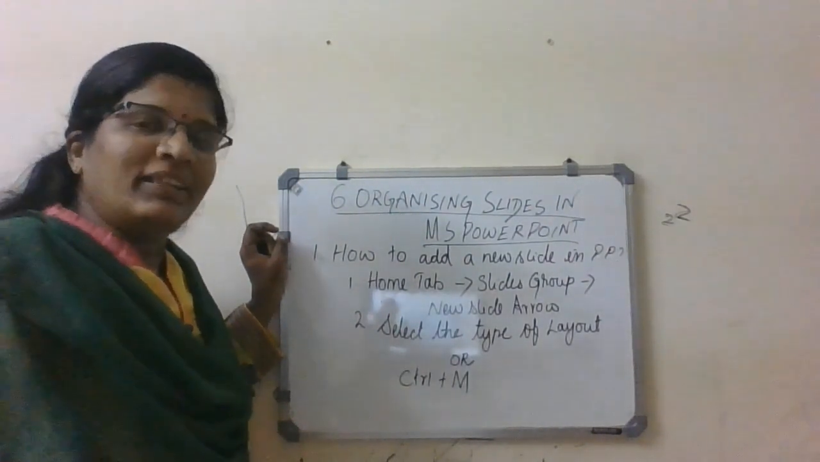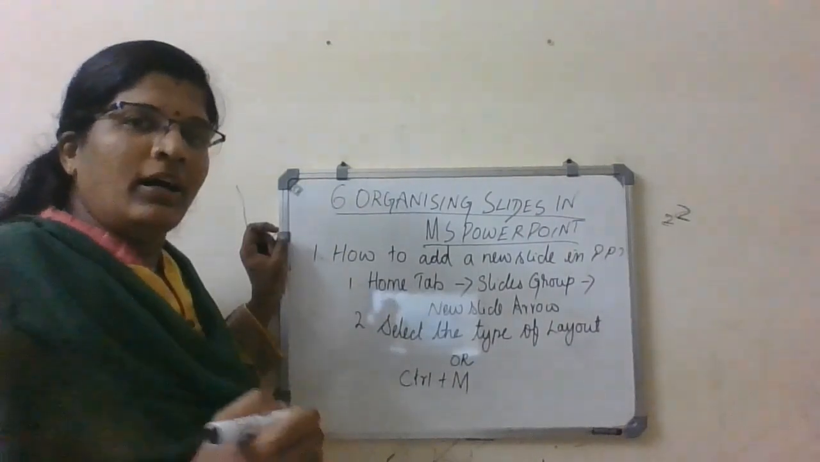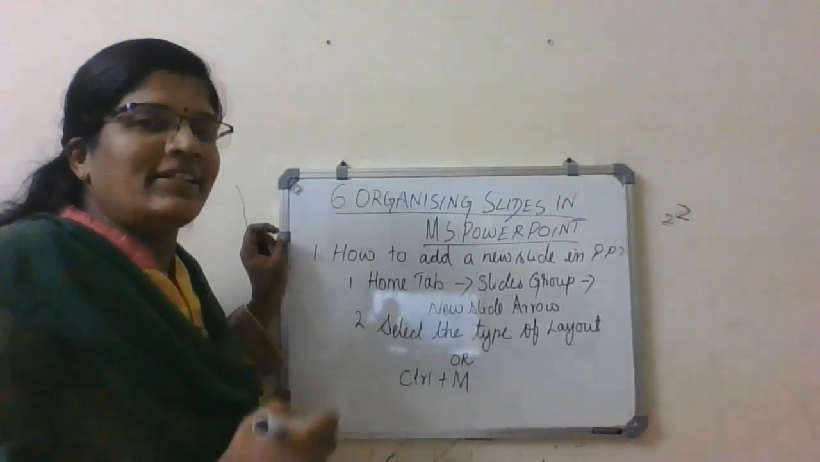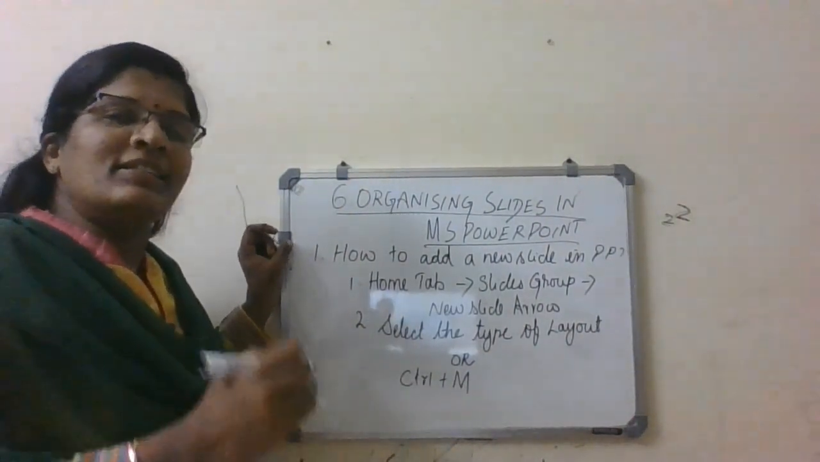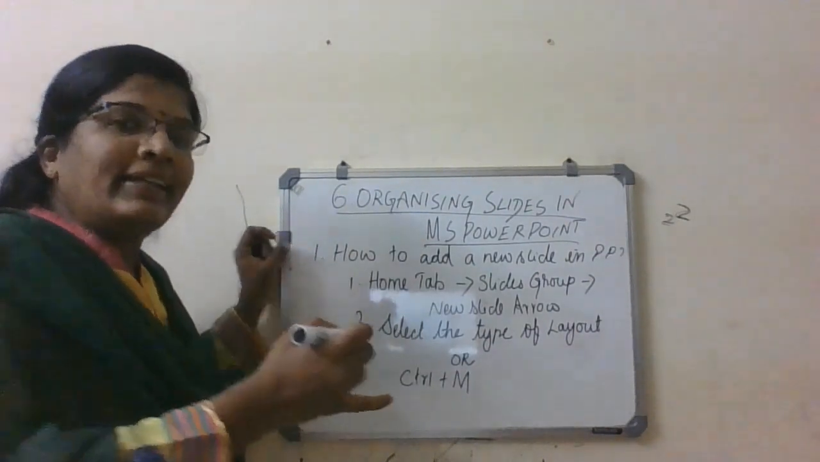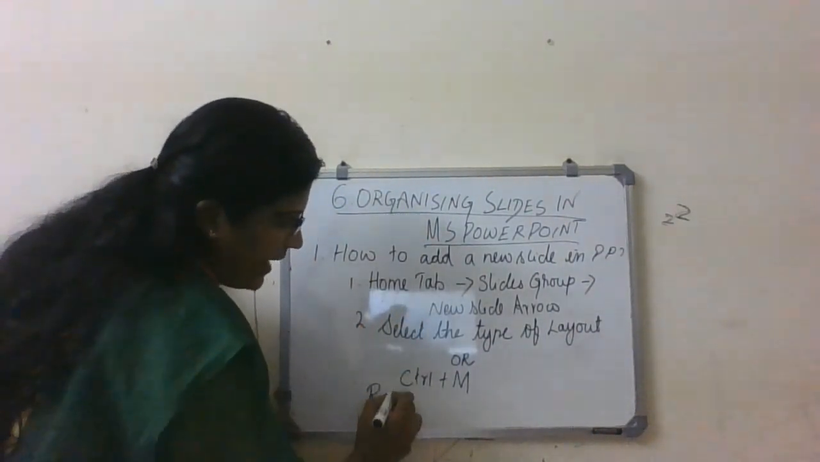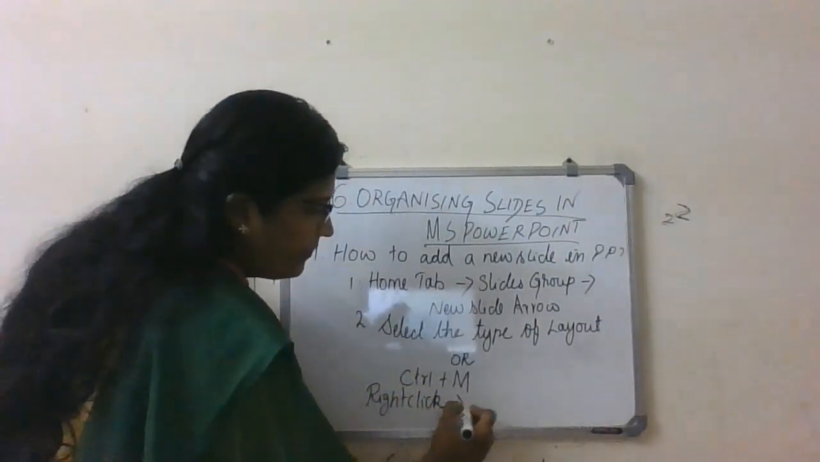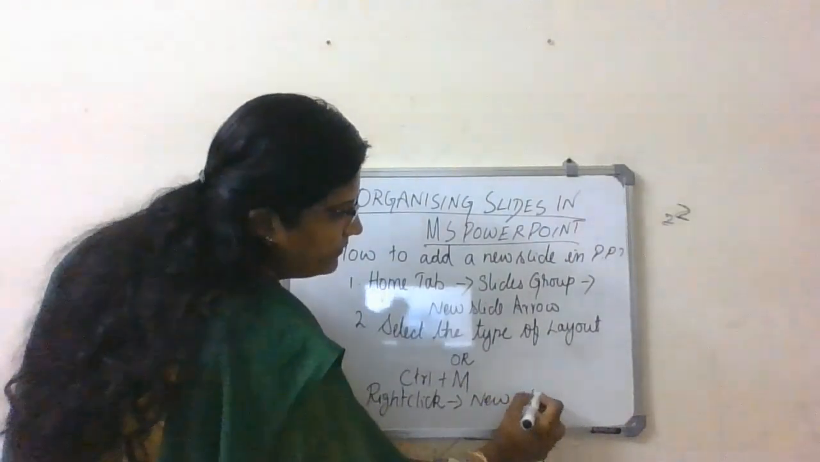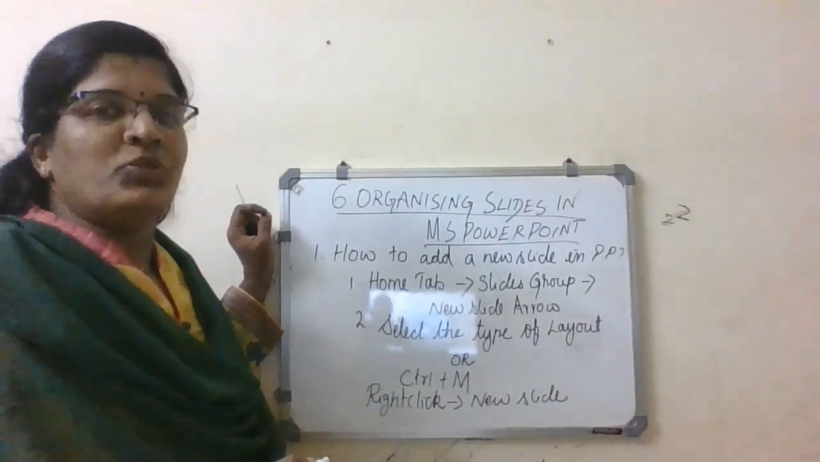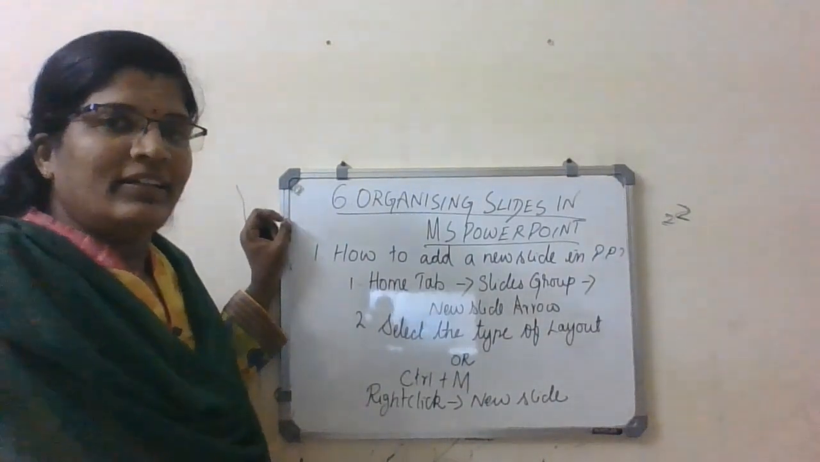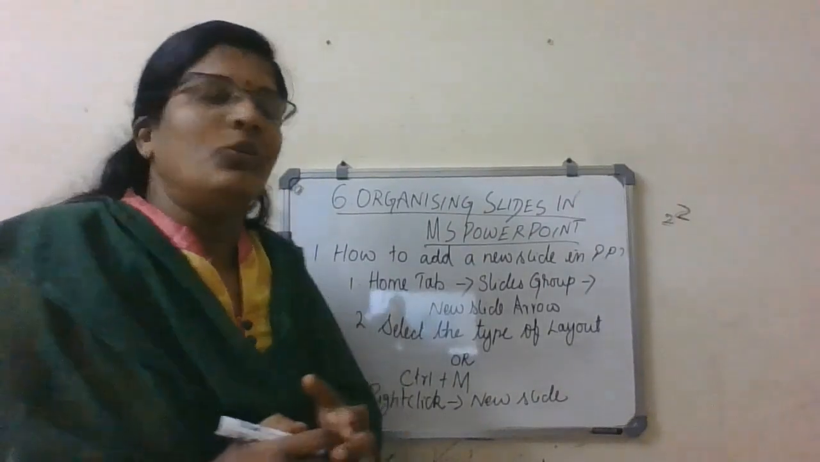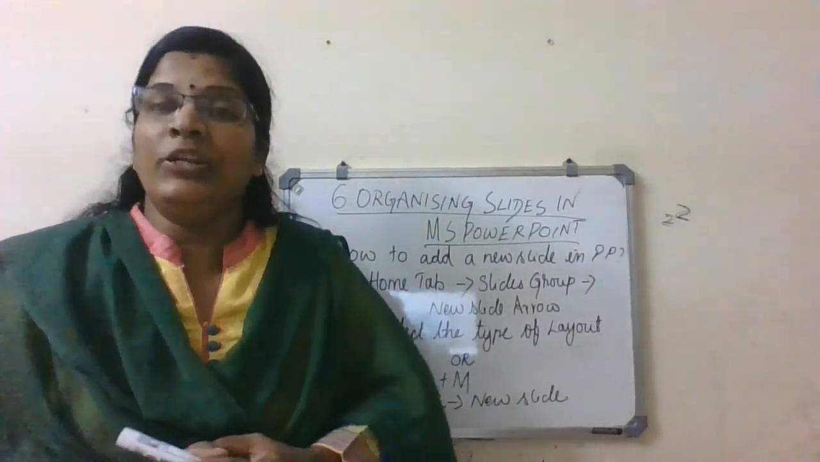Otherwise, third method is in the normal view, left hand side, left pane, you can see the slides. Wherever you want to add a slide, just click on the slide before that, right click. Select new slide option. Then you will get a new slide. These are the 3 methods you can use. Students, you should know all the 3 methods of how to add a new slide.